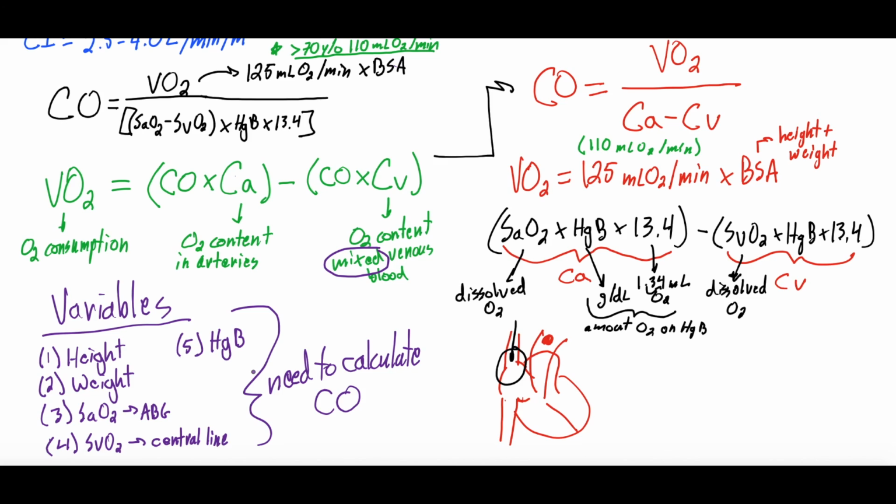All right, so that is how you derive cardiac output using the Fick equation. That's why we do it this way, and those are the components that you need.